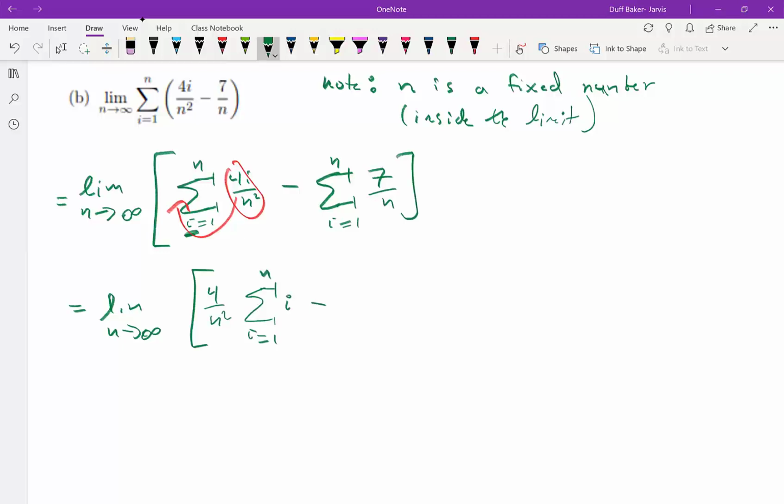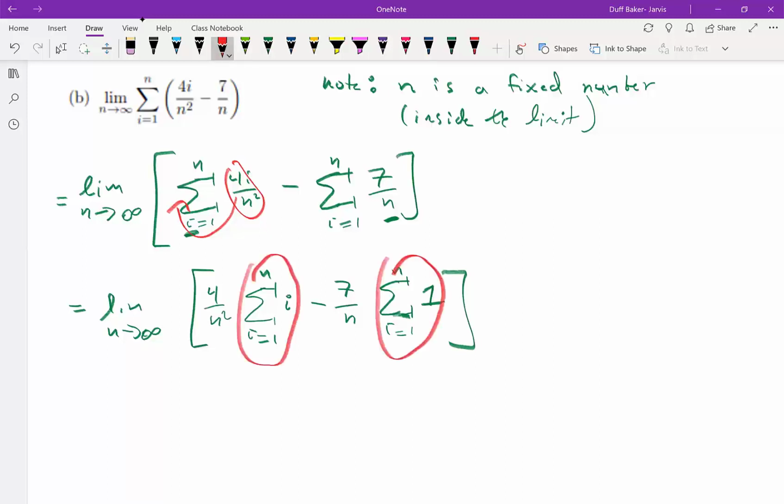And then in the second one, it's already a constant because we imagine n being fixed here, but it's probably a little easier if we pull the 7 over n out. And then all that's left in here is just a 1, because 1 times 7 over n is 7 over n. And you end up with this. Right, and now these two sums, remember, we know formulas for them. If we add up the first n integers, or we sum up a constant, we can replace them with specific formulas.